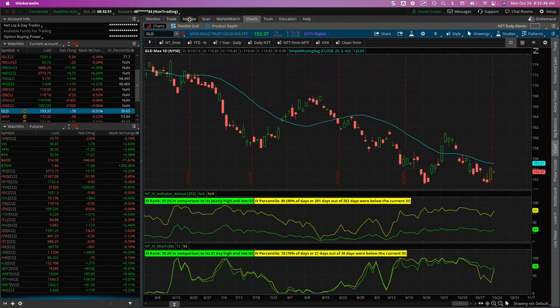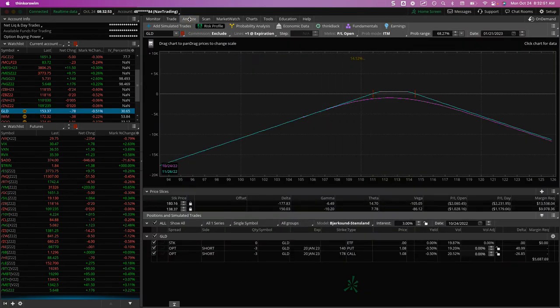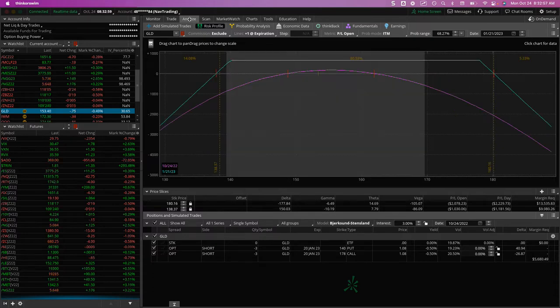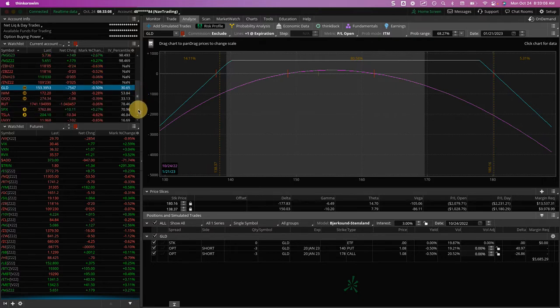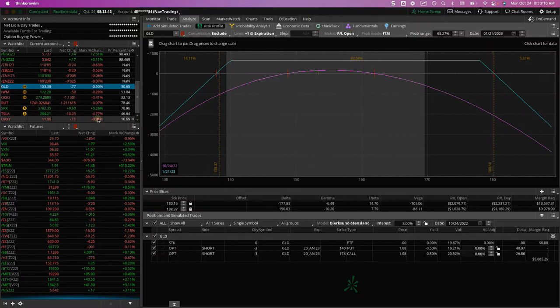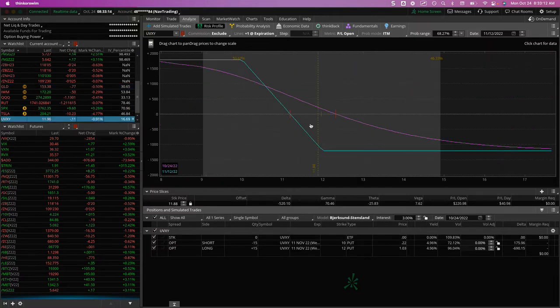We've also got a short strangle in GLD. Take a drink of my morning Joe. We're in good shape here. We have not adjusted that one yet, up about $150 there. And then lastly, UVXY. We've got a long put vertical here in UVXY, which we are up about $175 on.